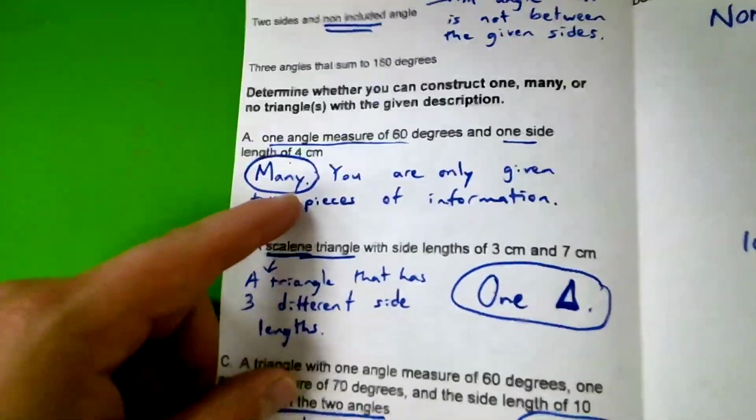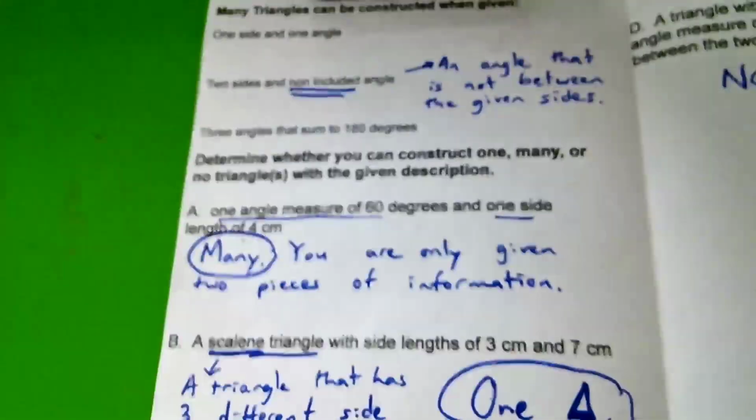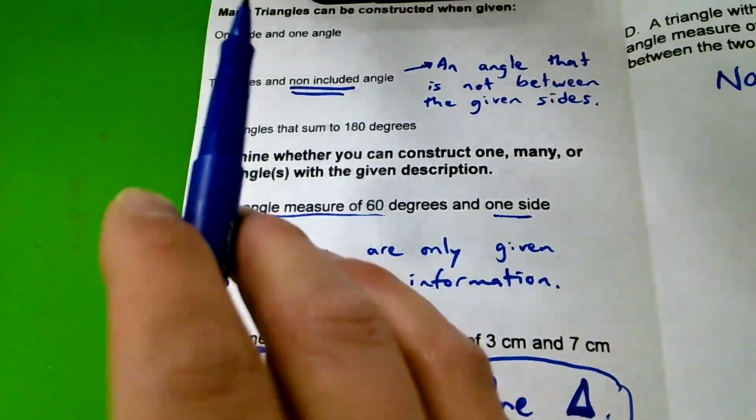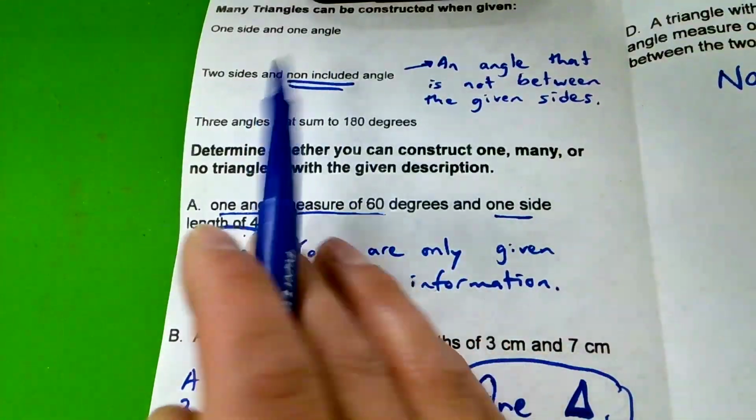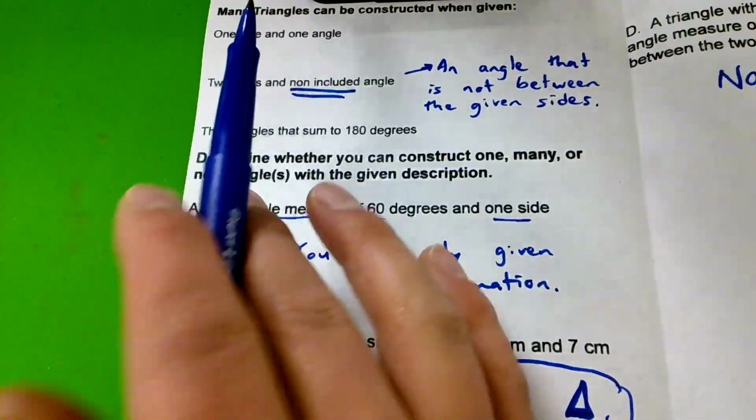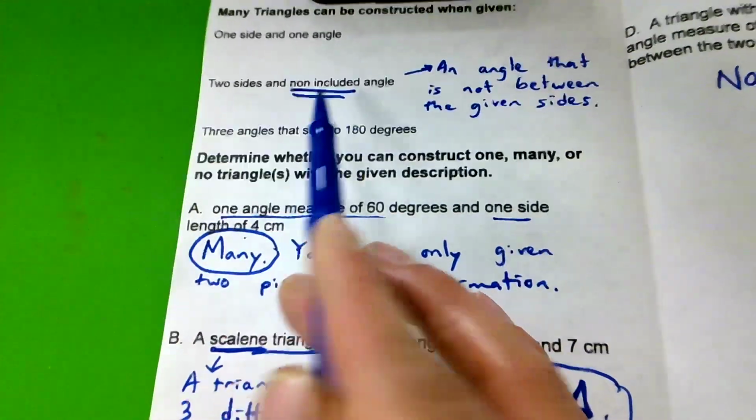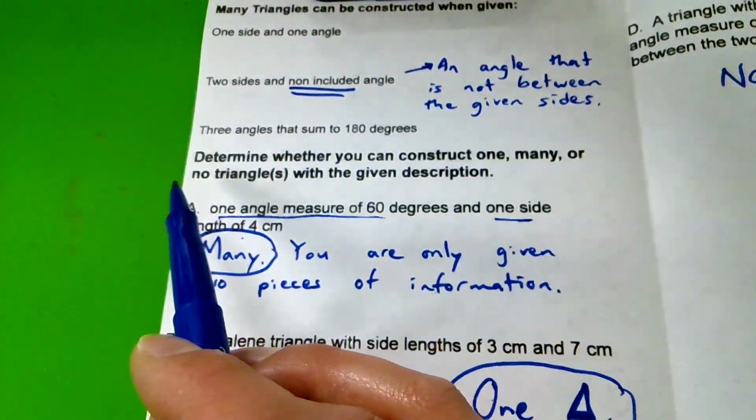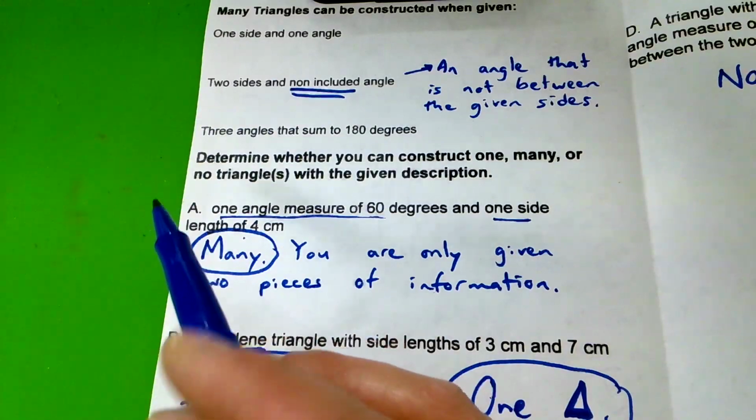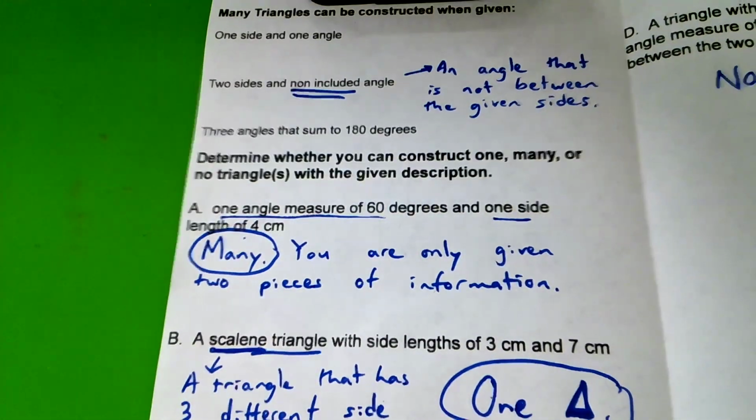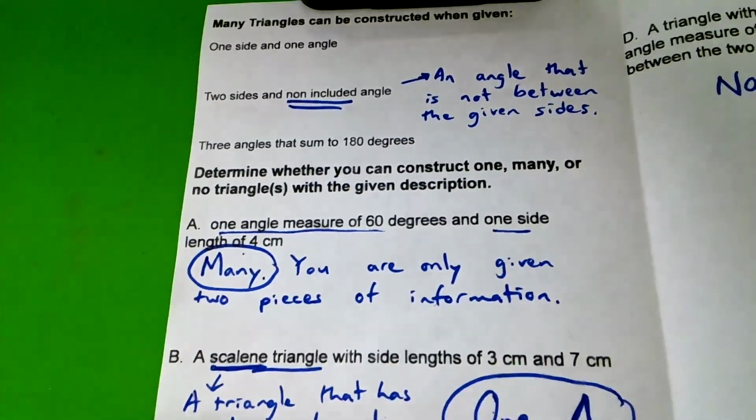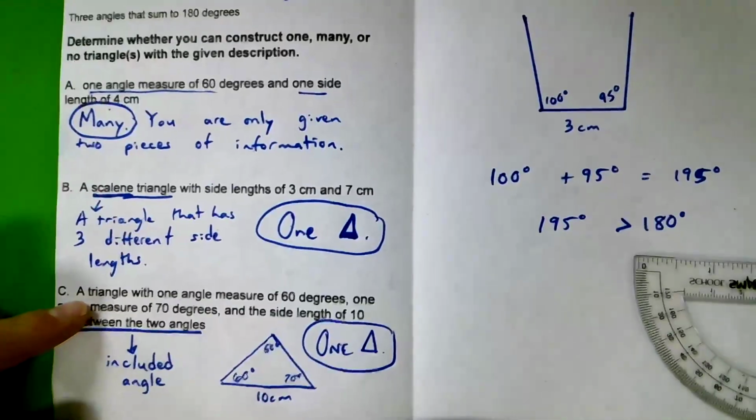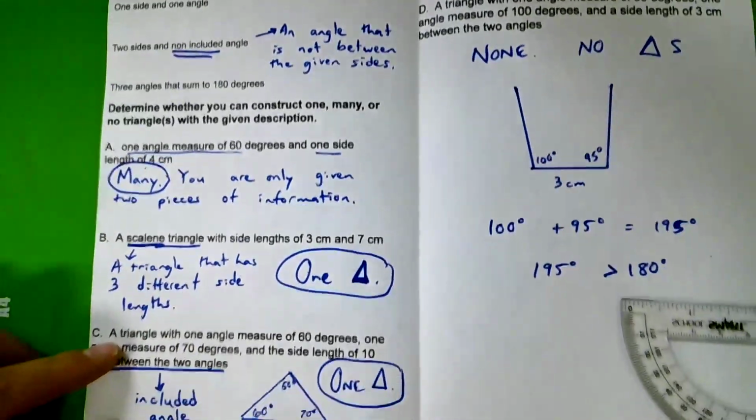And then if I want to make many triangles, I'm usually only given 2 pieces of information. Well, sorry, you sometimes only have 2 pieces of information. I misspoke, but that kind of helps me remember. 1 side and 1 angle, 2 sides and a non-included angle, and then 3 angles that sum to 180 degrees. So maybe that wasn't super helpful, but you need to have this information in front of you because it's not easy to memorize. And then you have your 4 examples there to work with as well.